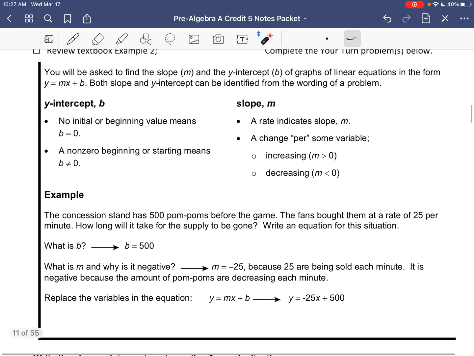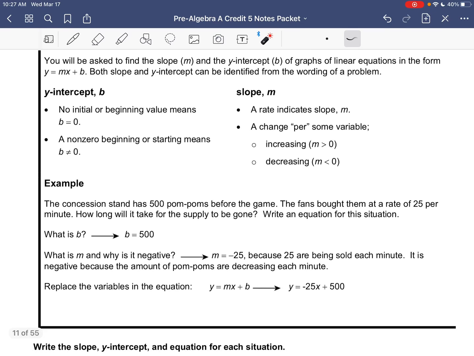So let's look at an example. And again, all we're looking for are 2 things, the y-intercept and then the slope. In the first example, the concession stand has 500 pom-poms before the game. Let me see if I could highlight that. So 500 pom-poms before the game. The fans bought them at a rate of 25 per minute. How long will it take for the supply to be gone? Write an equation for this situation.